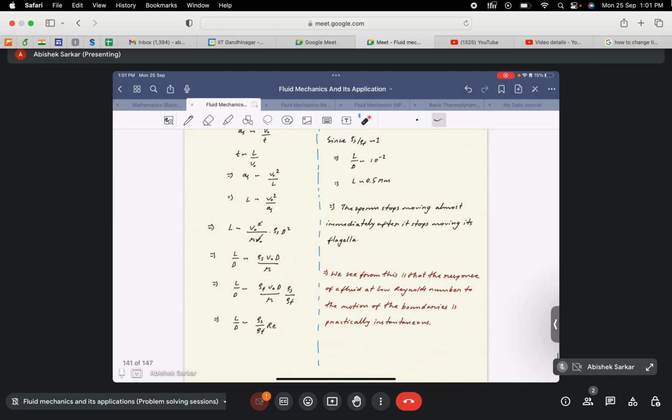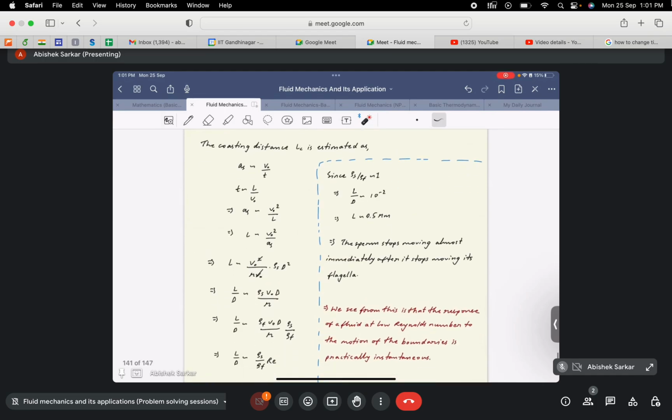Now if we take the assumption that the density of the sperm will almost be equal to the density of the seminal plasma, if we take the ratio as 1, then we get that the length up to which the sperm coasts, divided by the diameter of the sperm head, scales as 10 to the minus 2, which would give the coasting length as 0.5 micrometers.